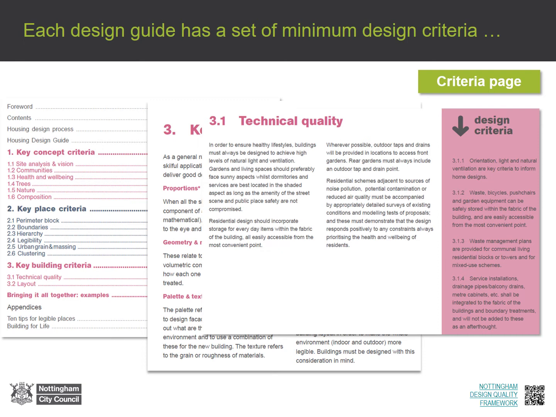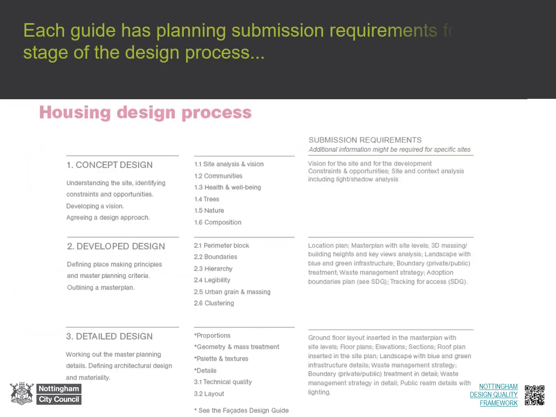Within one aspect of the key building criteria, for example 3.1, technical quality, this is a criteria page and the design criteria will be broken down into further detail. Each guide has planning submission requirements for each stage of the design process. For example here, the housing design process. And this is broken down into concept design, developed design and detailed design.